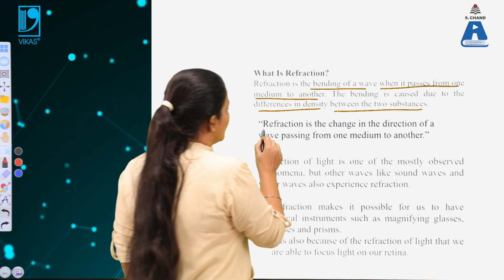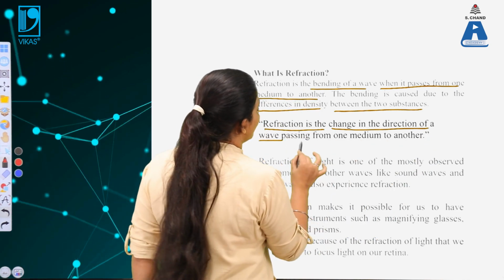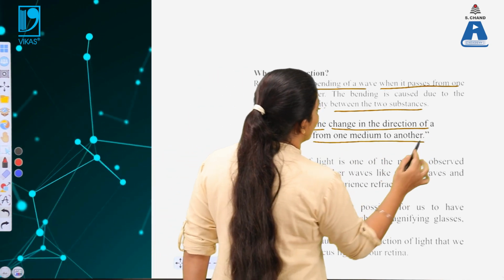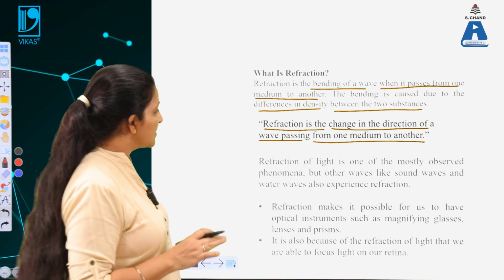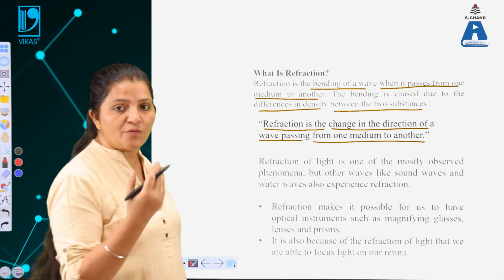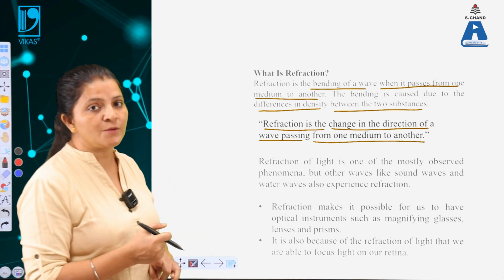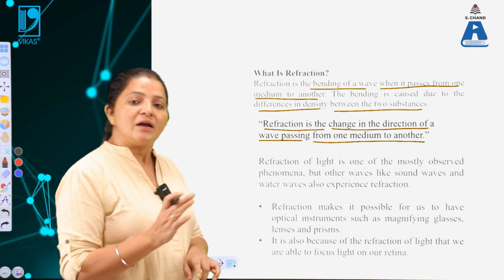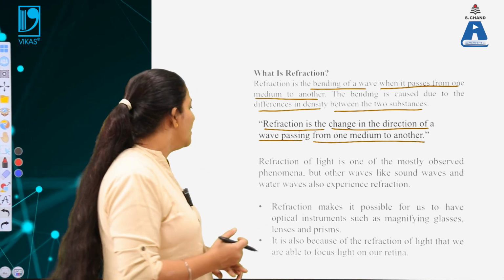So what is refraction? That is a change in direction of the wave passing from one medium to another medium. That is a change in direction of the wave when it passes from one medium to another with a difference in the density. When the density is different, it will either bend towards the normal or bend away from the normal.